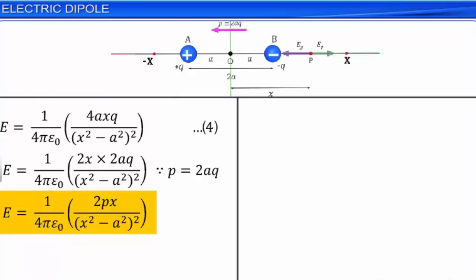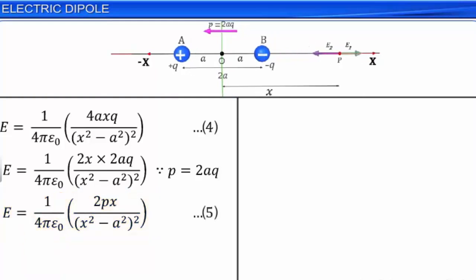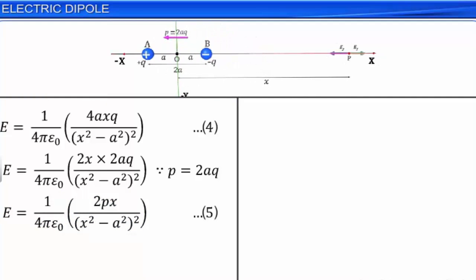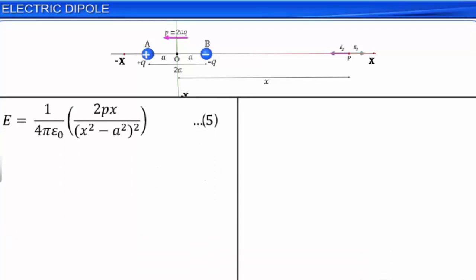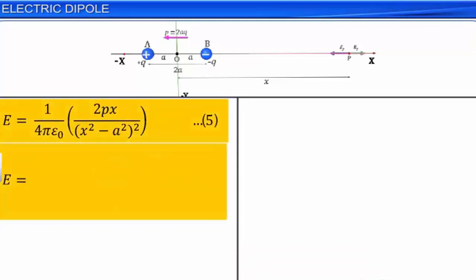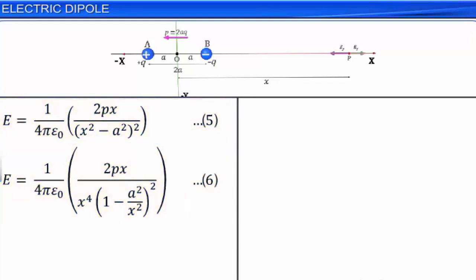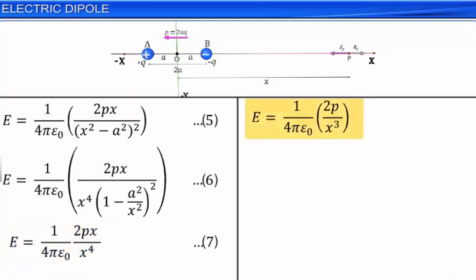When the point P is at a very large distance from the center O, then x is very large compared to a. Then, writing the expression 5 as in equation 6, and neglecting the term a square by x square for x which is very large as compared to a, and on further simplification, we get E is equal to 1 by 4 pi epsilon naught 2px by x power 4. Let this be equation 7. This can be further simplified as E is equal to 1 by 4 pi epsilon naught 2p by x cube. Let this be equation 8.